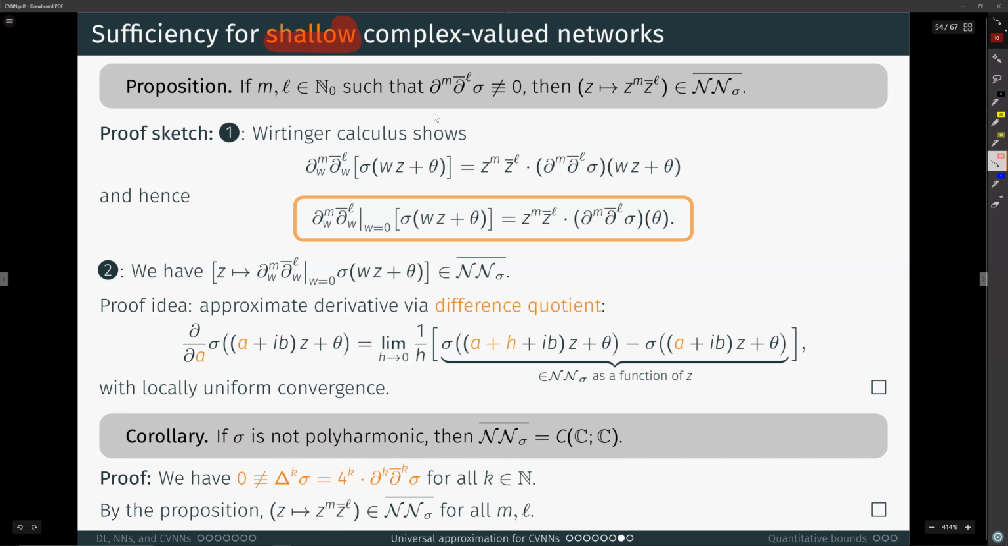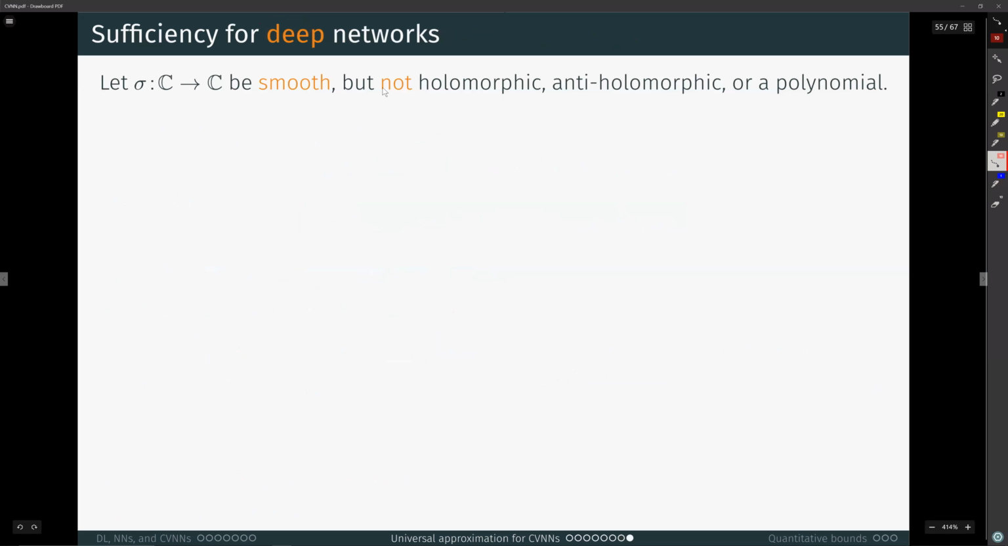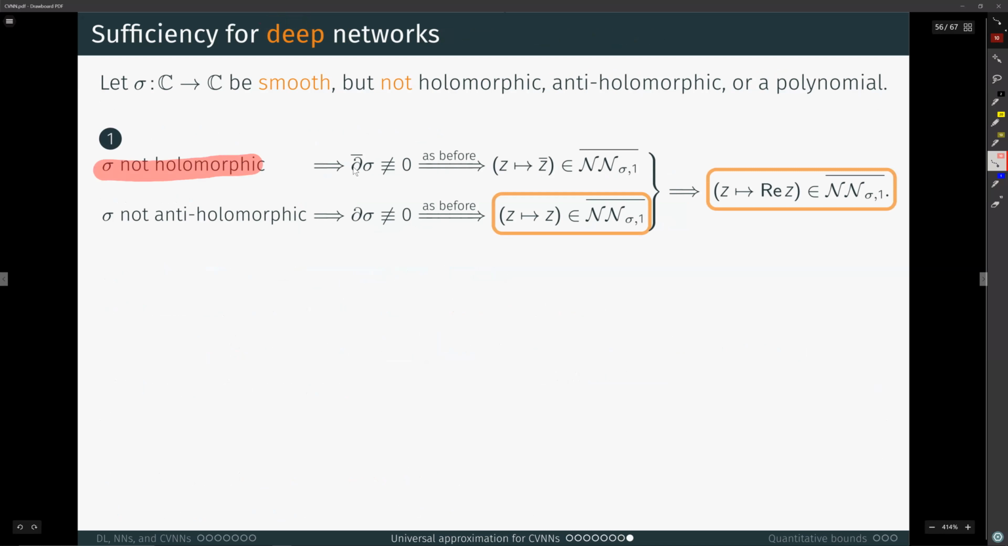So now the question is, how does the weaker condition come in for deeper networks? So let's assume our activation function is not holomorphic, not anti-holomorphic, and not a polynomial. And why can we then approximate everything? So as before, sigma is not holomorphic. So del bar sigma is non-zero. And as before with this proposition, this means you can extract the map z maps to z bar. But also sigma is not anti-holomorphic, meaning that this derivative is non-zero. So then you can approximate z maps to z arbitrarily well using shallow networks. So just by adding the two, you can then approximate the real part arbitrarily well using shallow networks.